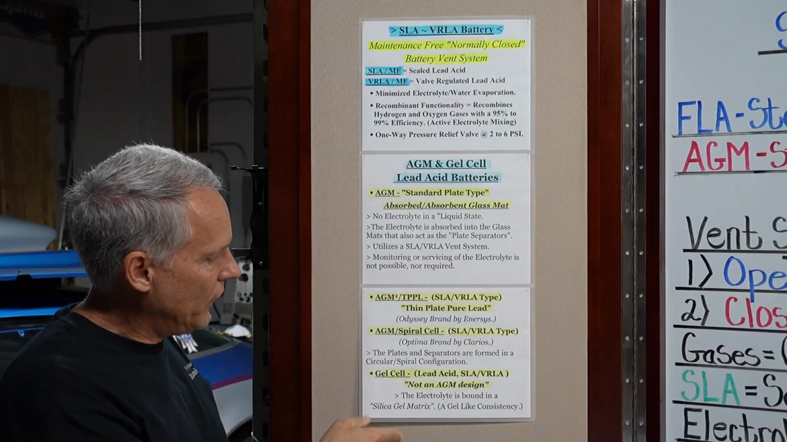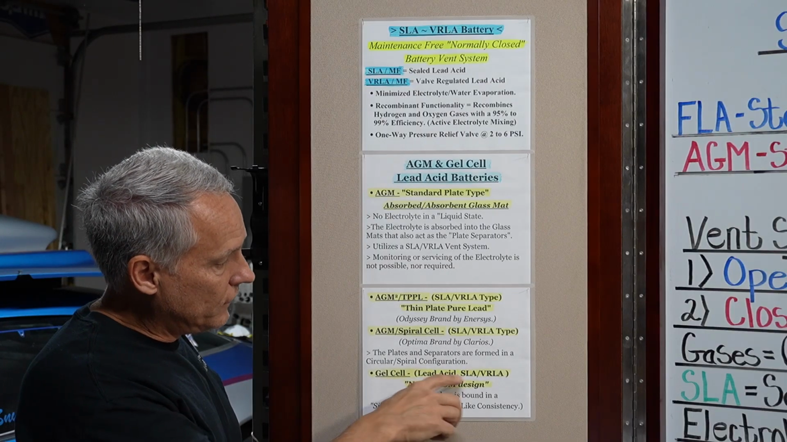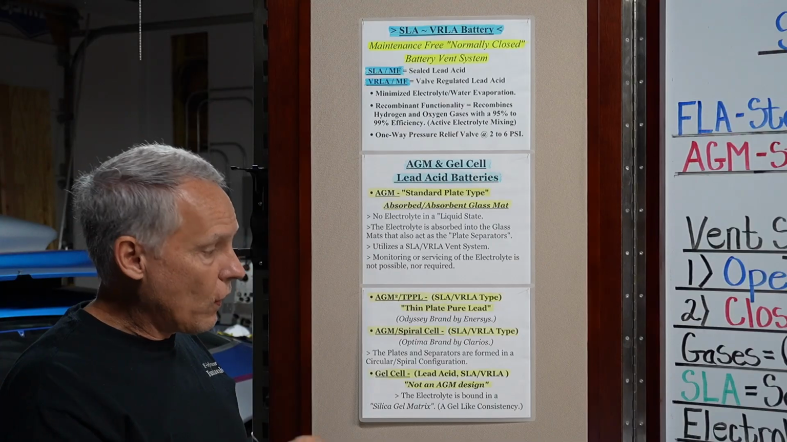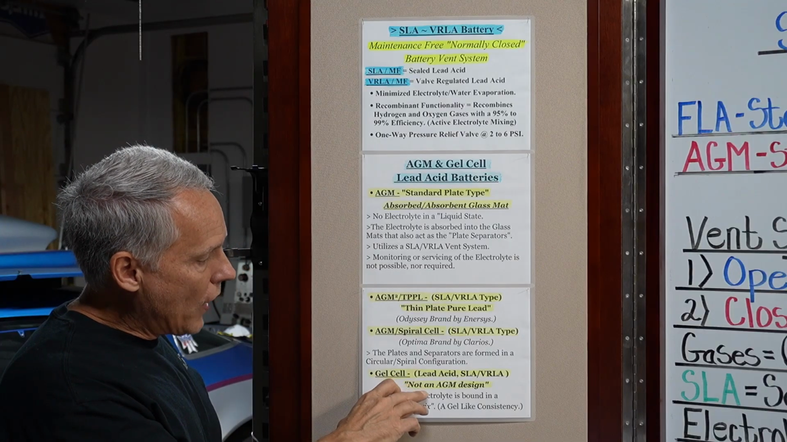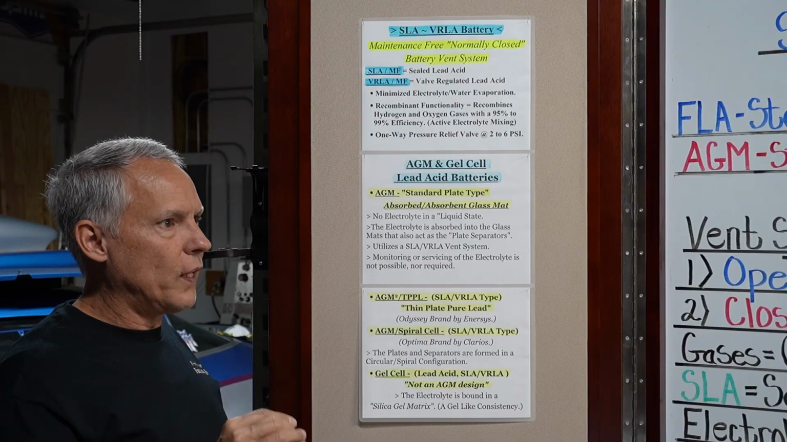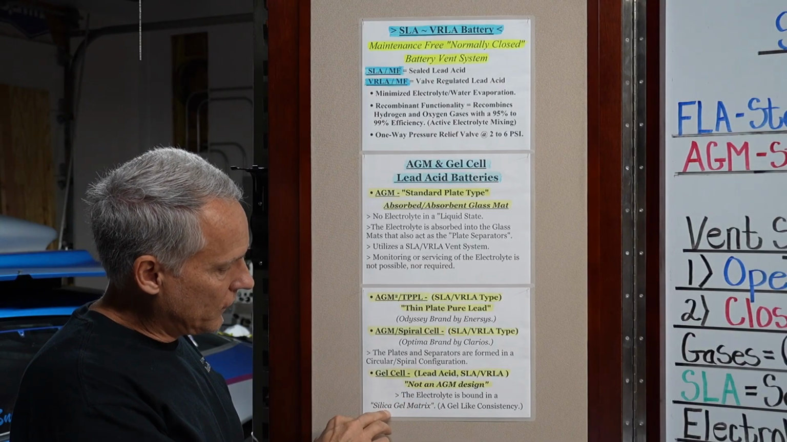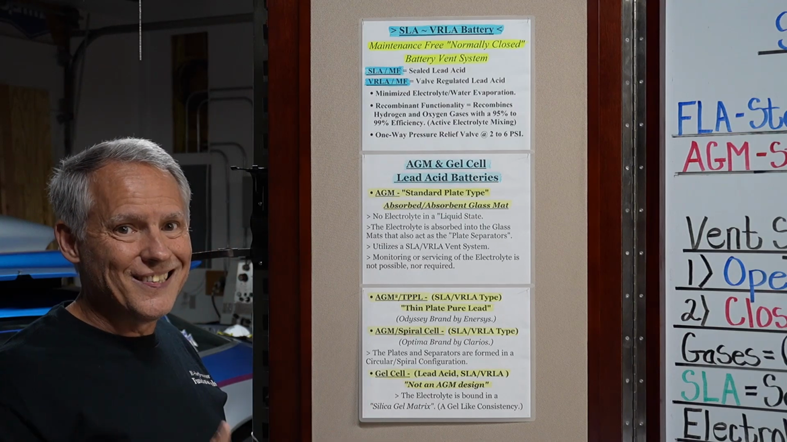Then we move on to the gel cell battery. The gel cell battery is a lead acid SLA VRLA battery. It is not an AGM design. It's a gel cell battery. The electrolyte is not suspended. It's in the form of a gel. The electrolyte is bound in a silica gel matrix, a gel-like consistency.